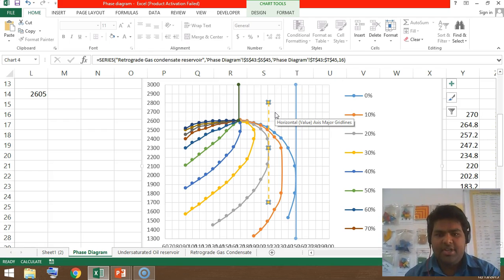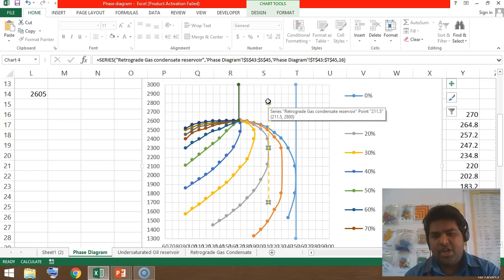Why retrograde? Because when we start producing, from now onwards, for the remaining kinds of reservoirs, we are not much concerned with the kind of fluid we get on the surface, because in any case it will be part liquid and part gas. So we will only focus on the phase behavior of the fluid in the reservoir, not of the fluid coming to the surface.